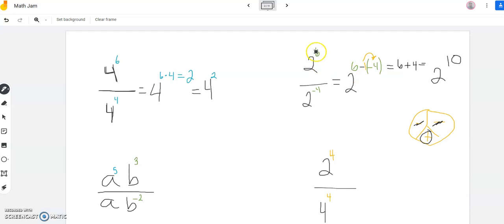Let's look at that again. Our quotient rule was subtract the exponents. So that's 6 minus a negative 4.